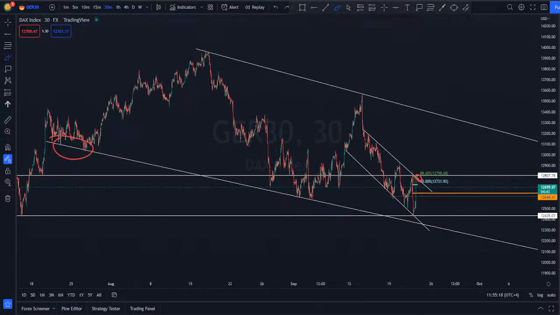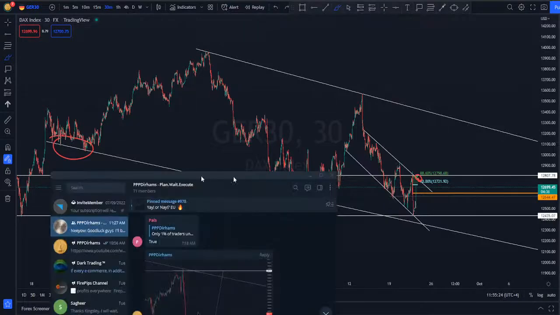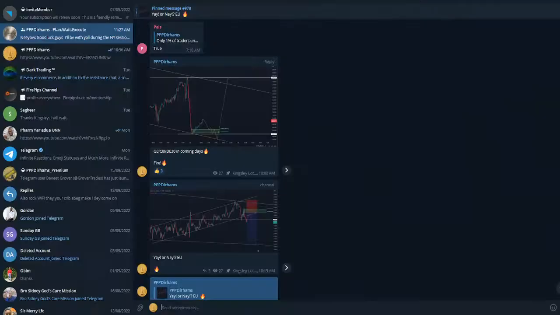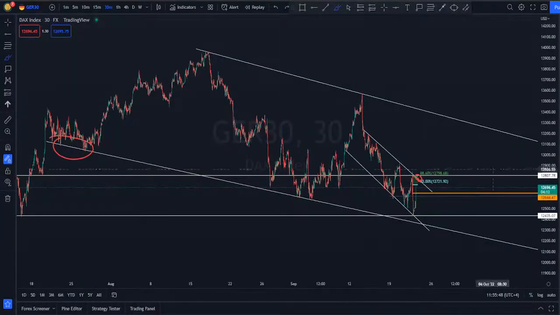Just like I shared on the Telegram group, I shared something there. This is what I shared. I expected price to come down, and I knew that price was actually heading for 12,807. Look at it. I knew that this was going to happen, but I didn't know that I wasn't going to get this. This was supposed to happen, but it didn't happen. So this is life. What to do, guys? That is it.